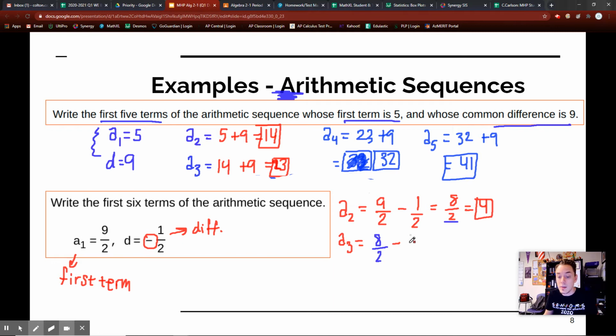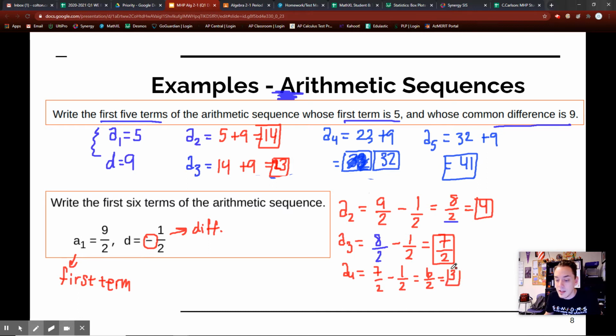So when I do my common difference, minus 1/2, I don't have to look at that 4 and multiply by 2 and try to get the same common denominator. It's already the common denominator, so I can just straight up subtract. 8 minus 1 is 7, all over 2. This is my third term. What is my fourth term here? So a sub 4. Let's start hashing these out. I'm going to take 7 over 2 and then minus my common difference, which is 1/2. 7 minus 1 is 6, divided by 2 equals 3.